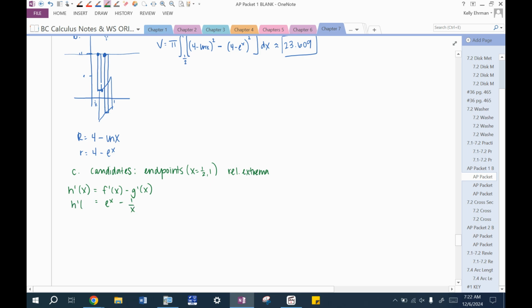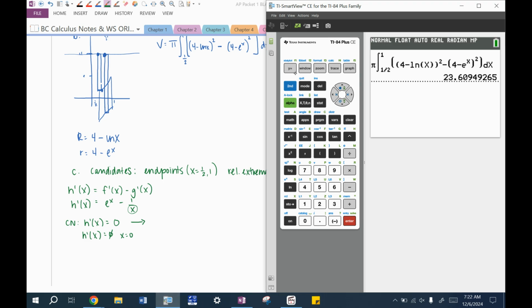So that's h prime of x. And we want to know, where is that equal to 0 or undefined? So for critical numbers, h prime of x is undefined at 0, right? So h prime of x is undefined at x equals 0. Okay. And where is it equal to 0? Well, let's just type this into our calculator. Remember, we're allowed to use a calculator. So instead of solving algebraically, let's just type it in and see what happens.